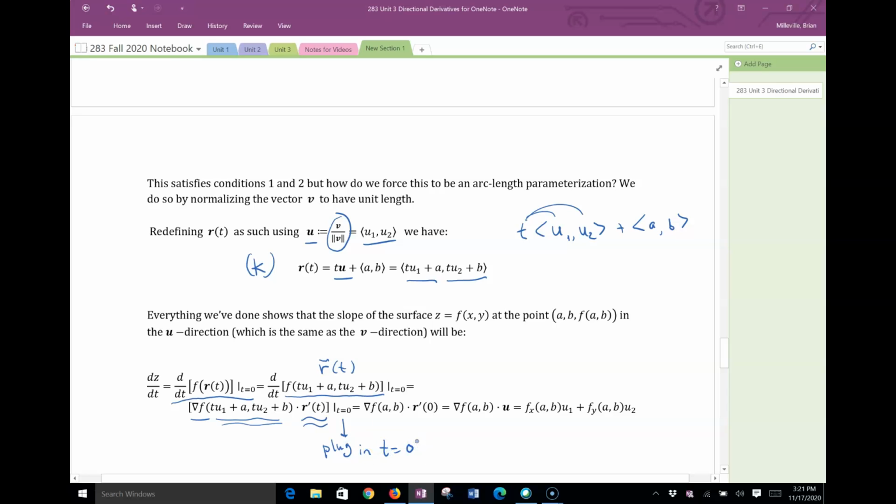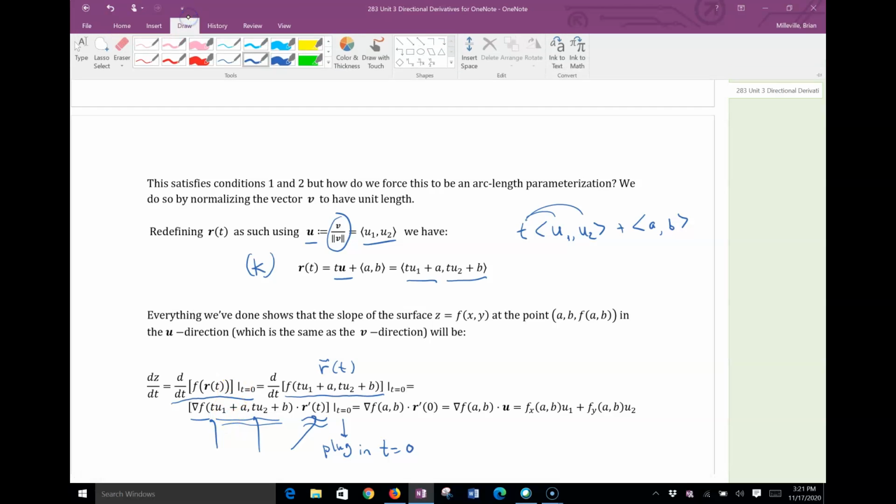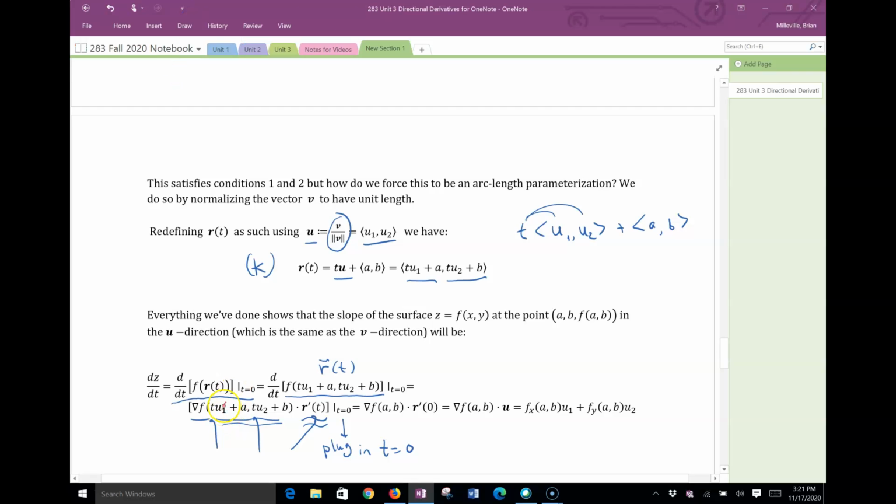All right, so all I'm doing now is plugging in 0 here and here wherever we see t to get to the next line. Now when we plug 0 in for t, it's going to wipe these out. It's going to be gone. Just a in the first component, b in the second component. So that's why in the next, past the next equal sign, we just have the gradient at the point ab. When we plug t equals 0 we get r prime of 0.